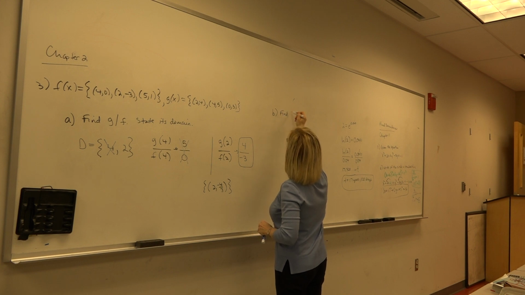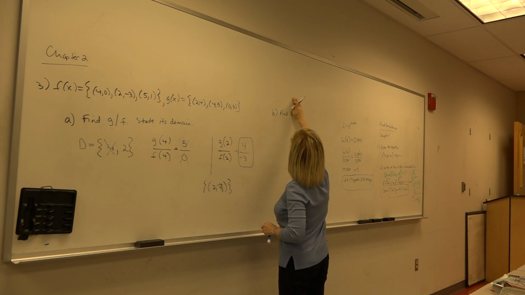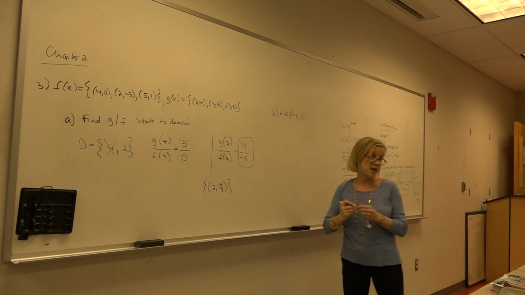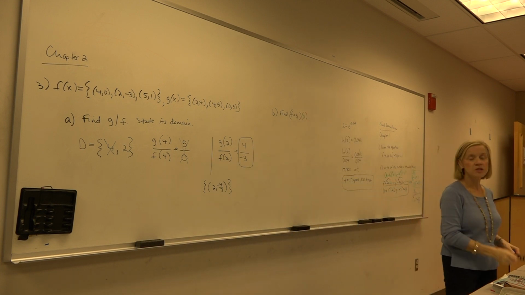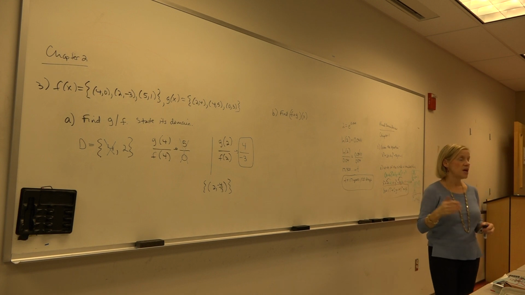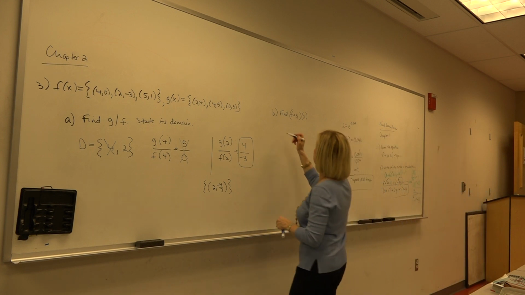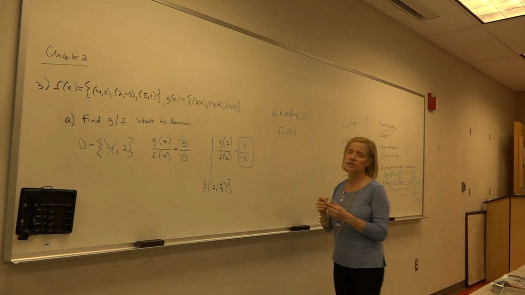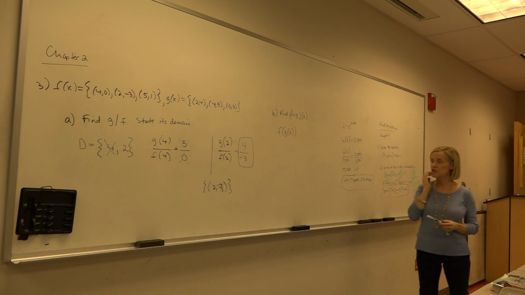Find F after G. Sometimes it says "of X," or it just says F after G. So this is F after G. And so it's best to nest these and call this F of G of X. F of G of X.